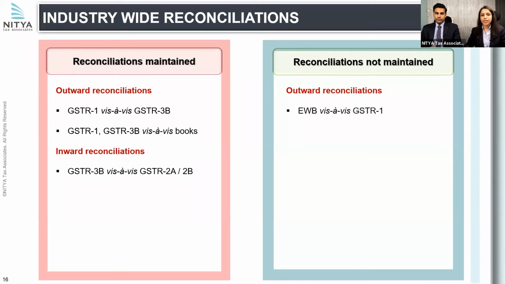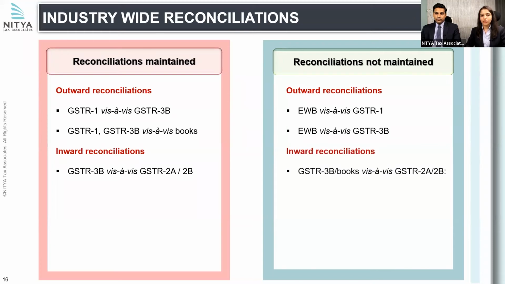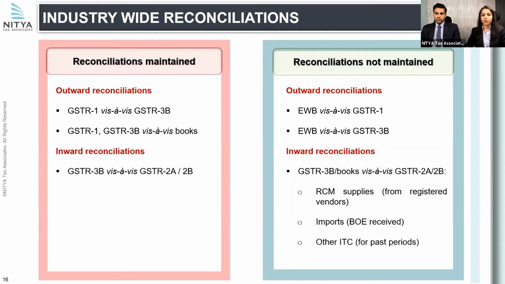On the outward side, the e-way bill reconciliation with 1 and 3B. Inward reconciliation with GSTR 3B or books vis-a-vis 2A, 2B. So the reconciliations on the inward side would be for the RCM supplies, which are reported by the registered vendors in GSTR 2A, 2B, but we might miss while making the payment in GSTR 3B. Imports, like we discussed in the preceding slide, and other ITC which pertains to past periods.